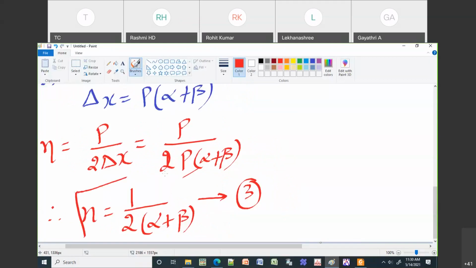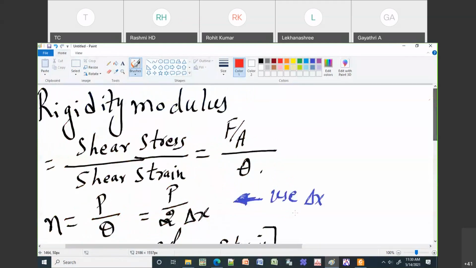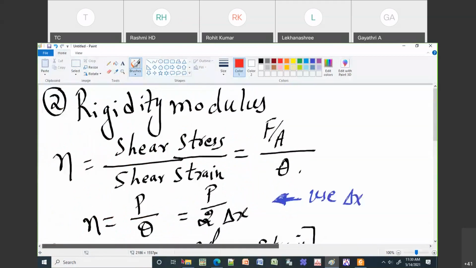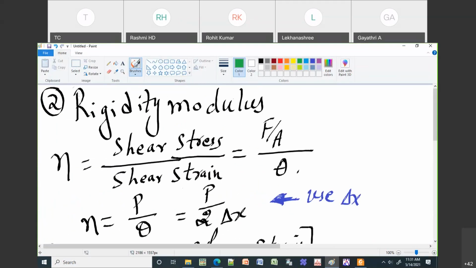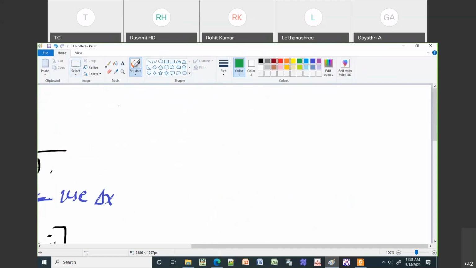In the same way, I will try to express the last one, which is your bulk modulus, in terms of alpha and beta. We will do the same exercise. This is almost similar, so you don't have to worry too much, because everything is almost similar to what we have been doing till now. I'll do it in parallel. First thing, you have to define what is bulk modulus. So the third one is your bulk modulus.